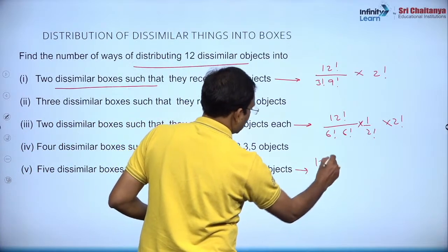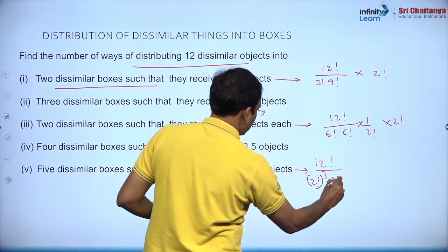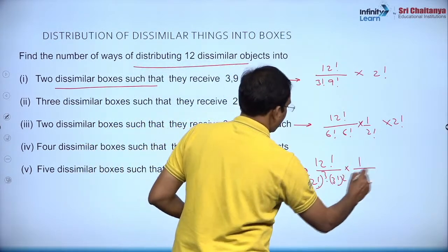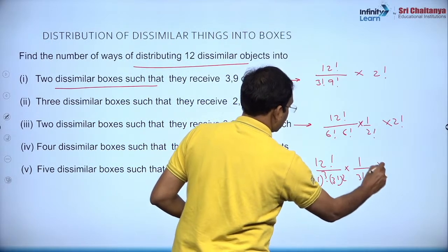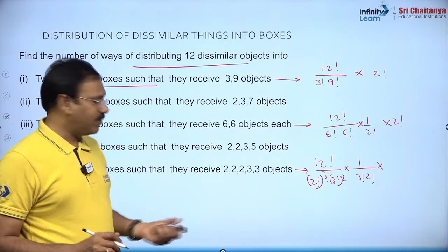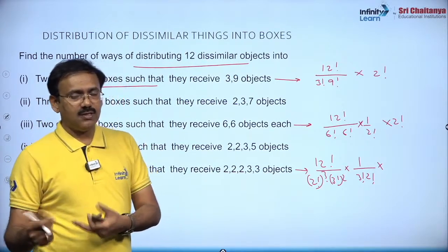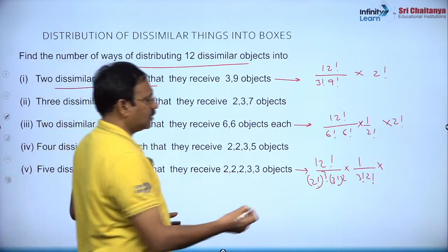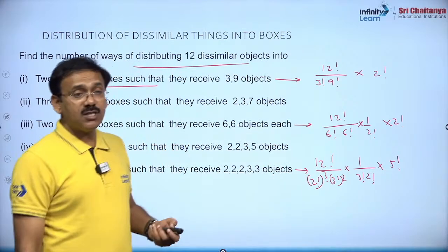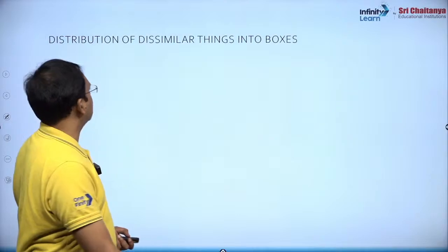Then next, my dear friends, similarly you can write this. We have written 12 factorial by 2 factorial cube into 3 factorial square into 1 by 3 factorial into 2 factorial. You have got 5 objects here. They are dissimilar because suppose first 2 is like 1, 2, then 3, 4, 5, 6, 7, 8, 9, 10, 11, 12. So you can arrange into groups in 5 factorial ways. This is how we divide and distribute, my dear friends.